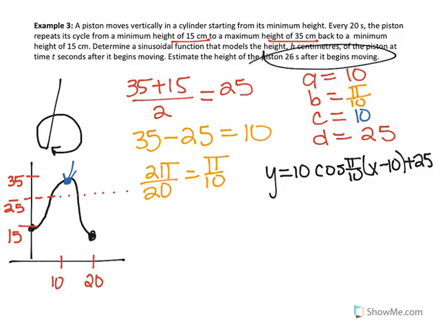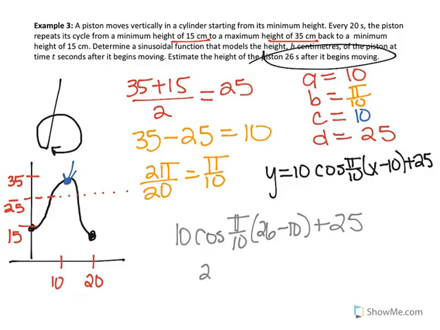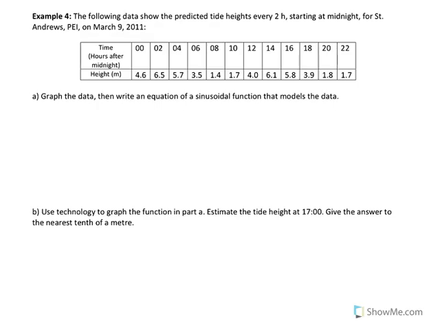Okay, it also asks where will it be after 26 seconds, so let's plug that in. So 10 cos pi over 10, 26 minus 10 plus 25. I want you to pause the video and figure that out. So the number you should get is 28.09. And that's done. All right, last question.